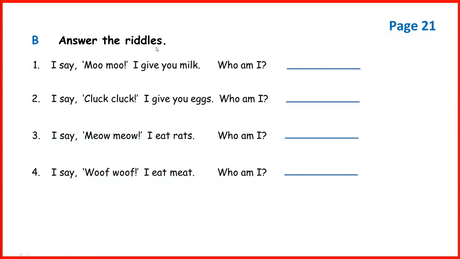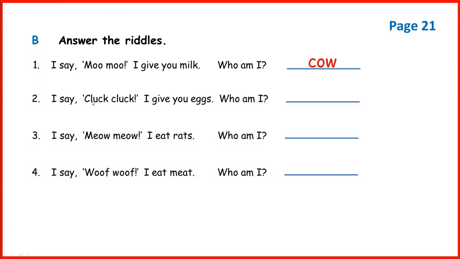This activity has also been mentioned at page 21. Okay. Number 1, I say moo moo, I give you milk. Who am I? Hurry up, tell me. Yes, I am a cow.